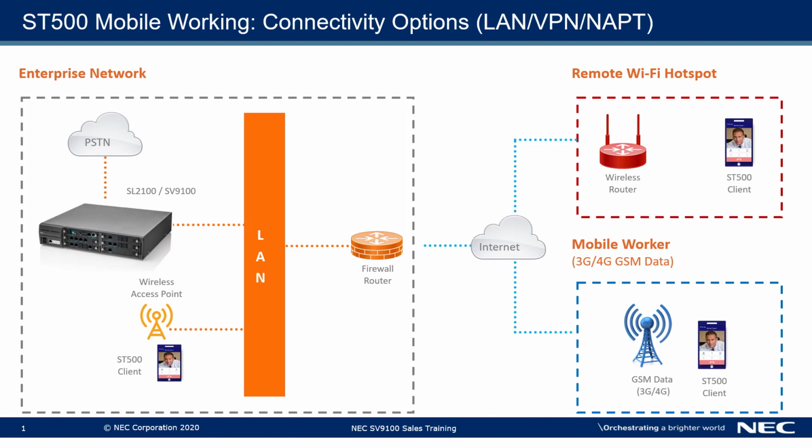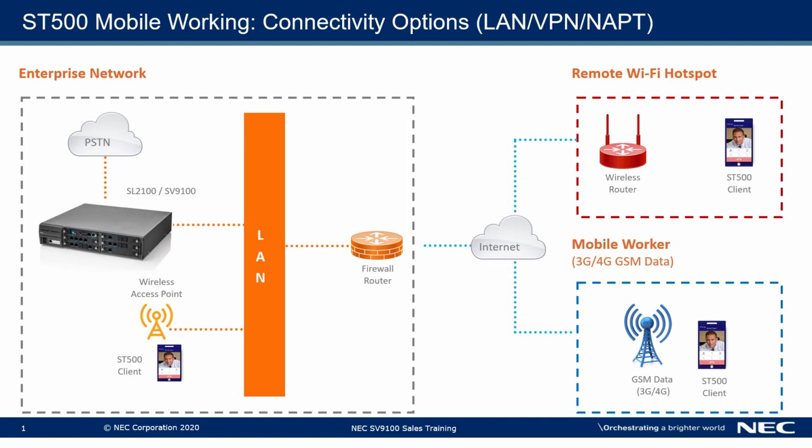The final option, top right, is where the ST500 client is deployed over a wireless router remote from the office. This could be a coffee shop where the user is hot desking. This could be a client office. This could be the user's home location. In reality, this is the simplest form of home working.